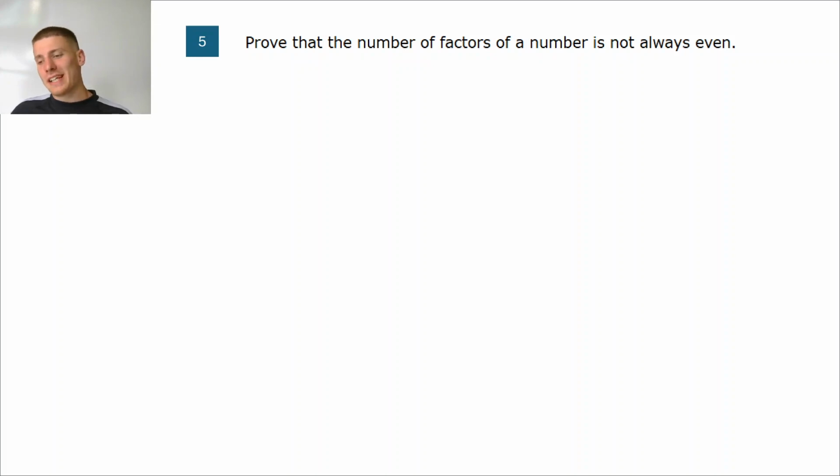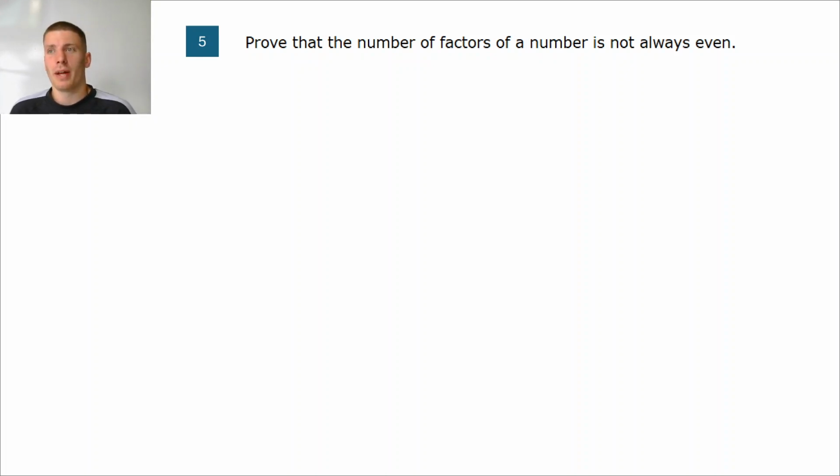Okay, questions 5 to 7, continuing on from the last video. So, onto the blue intermediate questions. Question 5 says, prove that the number of factors of a number is not always even. And again, if you weren't sure where to start with this, just choose a number and begin there.